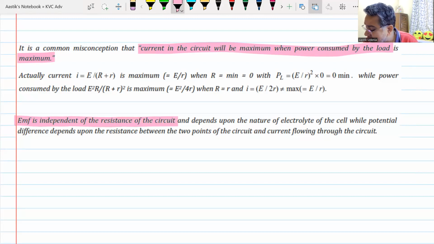EMF of the battery is independent of the resistance and only depends on the electrolyte of the cell. You might have read it in chemistry. Yes or no? Yes. Note it down fast.